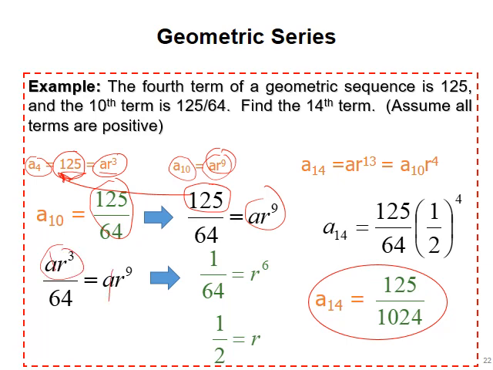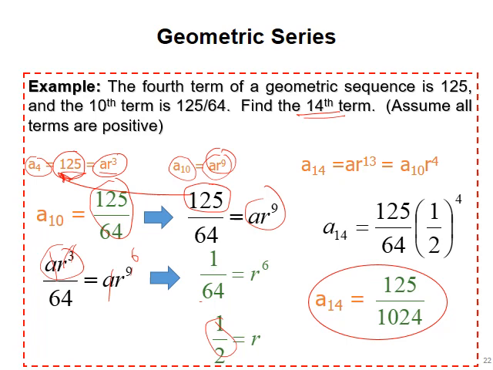Now cancel A with A. R to the power 3 cancelled with this one, it will become 6. So what I come up with, 1 over 64 equals R to the power 6. Take the 6th root, we get R equals 1 over 2. Okay, now what he wants me to find is the item number 14.